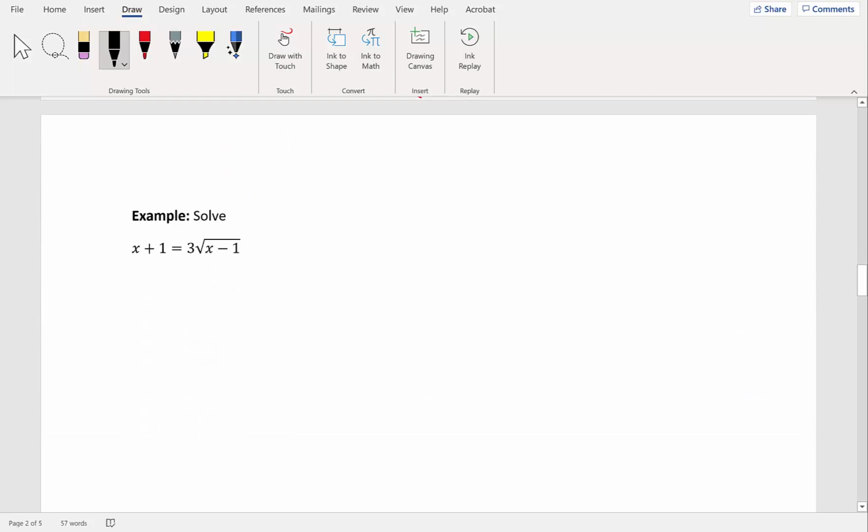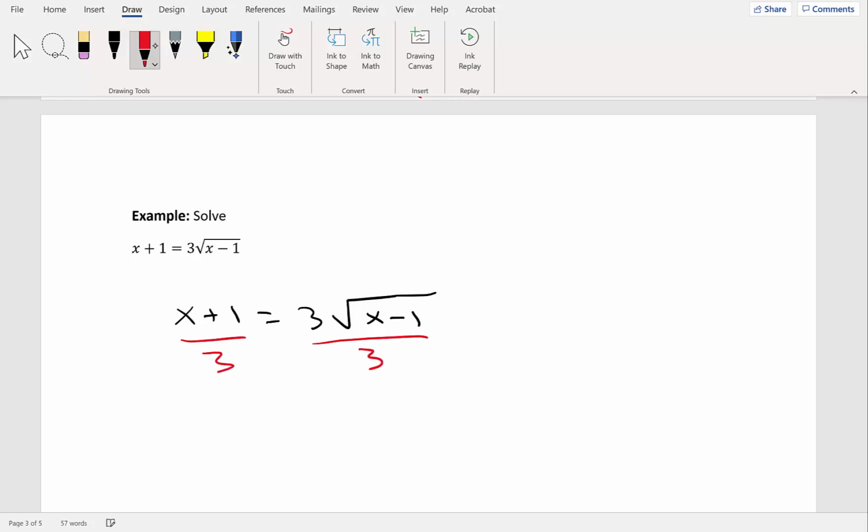Let's take a look at another problem. Now we have x plus 1 is equal to 3 times the square root of x minus 1. Remember, our first step is to isolate our radical expression. So since this is 3 times the square root of x minus 1, I'm going to go ahead and divide both sides by 3. So now this leaves me with x plus 1 over 3 is equal to the square root of x minus 1.